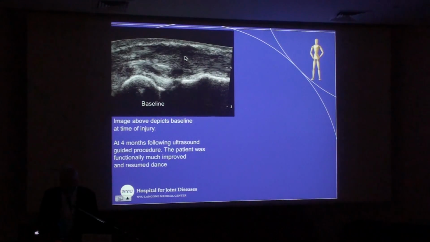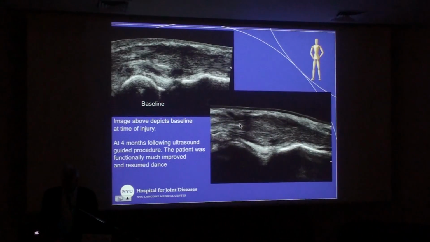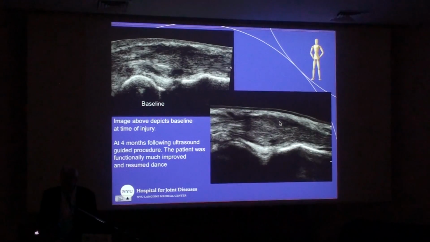You can see the tendon is very abnormal. This is 4 months later. You can see the tendon now has much more improved morphology and thickness. She symptomatically was much better, and she was able to dance again at a high level. And she's a principal in one of the major dance companies in New York.